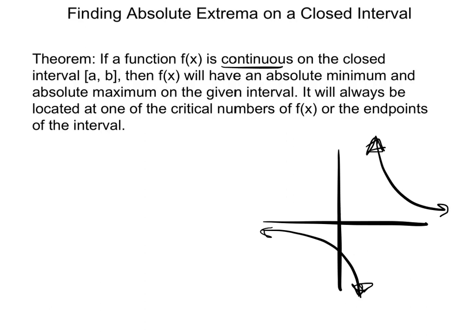If it's continuous on a closed interval, it will have an absolute minimum and an absolute maximum. And further, we know that we can always find that max or min at either one of the critical numbers, which is where the derivative is 0 or undefined, or one of the endpoints of the interval. And so that's sort of the deal. That's what they are. This is the idea that we're going to be going with.